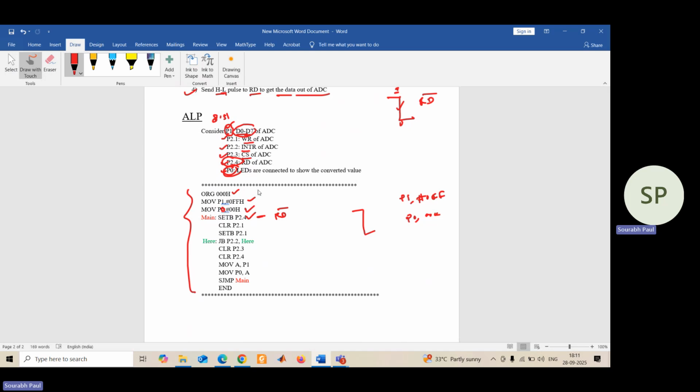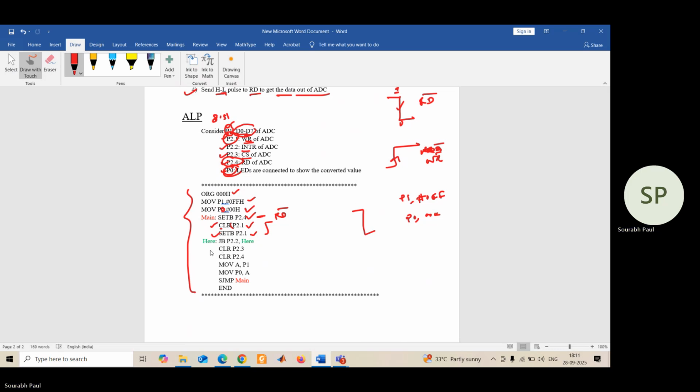How to start my conversion? I need to activate the WR bar line. WR bar is connected to P2.1. What do you need to do in the WR bar line? You have to make a transition from low to high. I told you a few minutes before. So what I'm doing here: CLR P2.1, SETB P2.1. So there is a transition from low to high. This is low, this is high. P2.1 is nothing but your WR bar line. So this is WR bar, not RD bar. This should be the WR bar line, low to high transition.